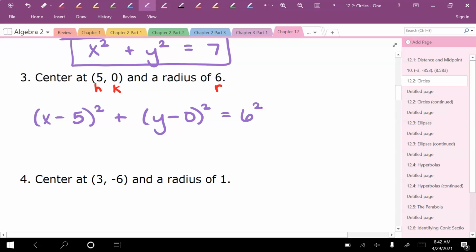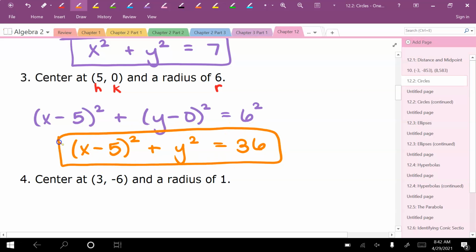Now the y is doing the same thing that it's done on the last two problems where we're subtracting 0, so that's just going to stay y squared. For the x minus 5, there's not really anything we can do with that as far as simplifying, so we're going to just leave that as (x minus 5) squared, and then you're going to have plus y squared, and then 6 squared is 36. So this is going to be our final equation here. So you guys try number 4. Be careful with that negative 6 because it's going to change something inside of your parentheses.